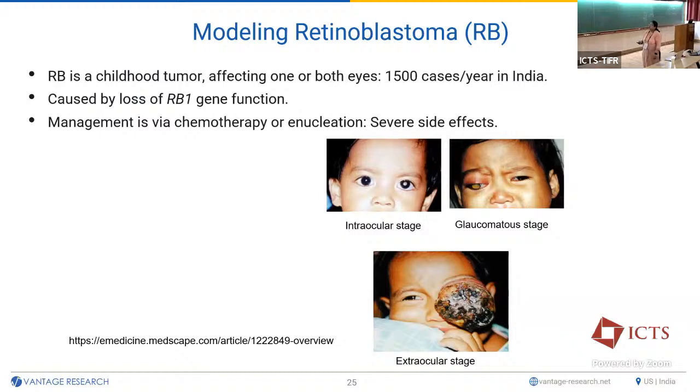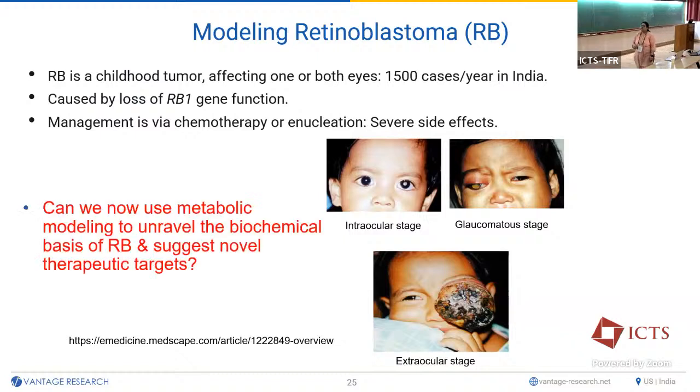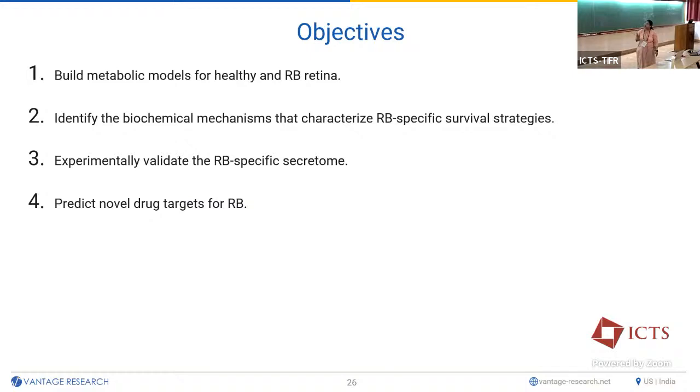So the question that we wanted to ask is, since we have data specific to the subtypes of the patients, can we now use metabolic modeling to answer certain questions? Basically, can we come up with certain biochemical understanding that is specific to RB, using RB as a short form of retinoblastoma, compared to that of the normal? In this case, we got the normal data as well from comparatively healthy patients.